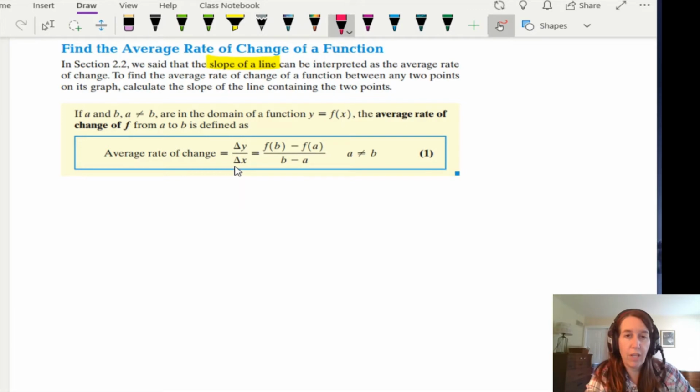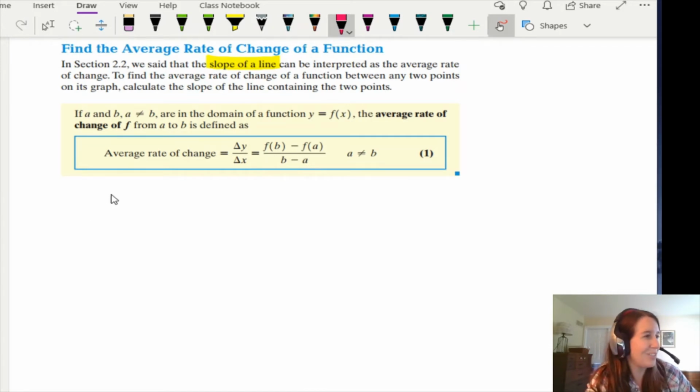So we have an equation right here. If you can recall, slope is always rise over run. The triangle means change in, so rise would be the change in the y's, and the delta x, the triangle is called delta, is the change in the x's. So in other words, f of b minus f of a, where f of b is the y value, and f of a is the other y value, and then b and a are the x values.